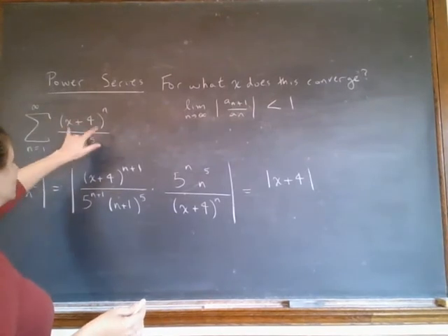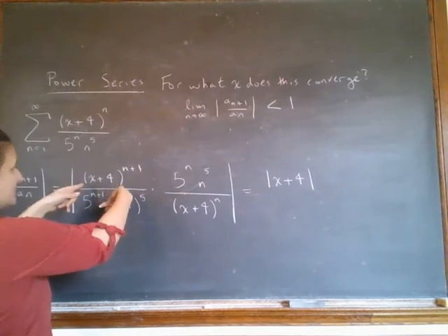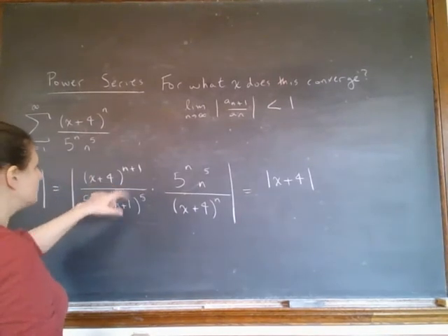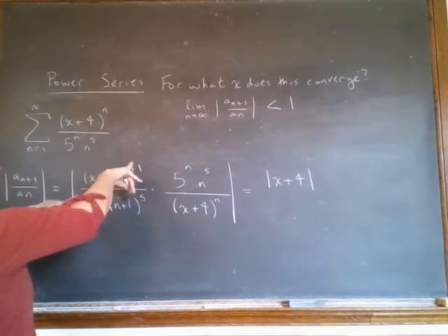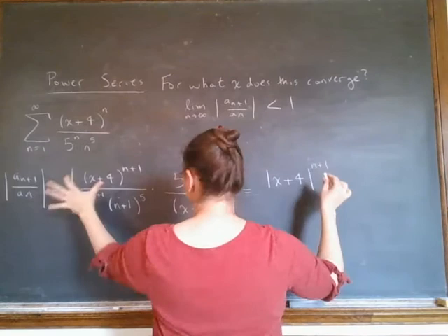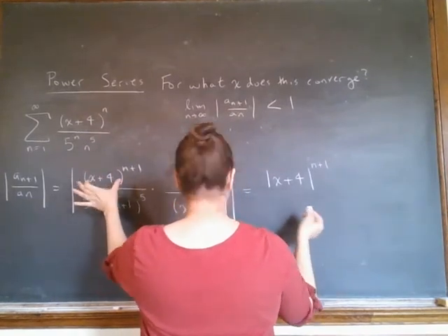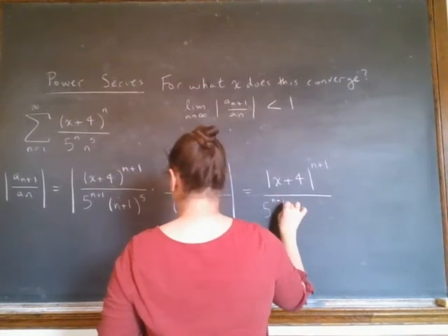Now you want to be careful here. You want these parentheses to be your absolute values. It's not the absolute value of x plus 4 to the n, it's the absolute value of the whole thing, x plus 4, because that's what goes to the power of n. So when you pull them in, you want to think of that whole thing as the term.